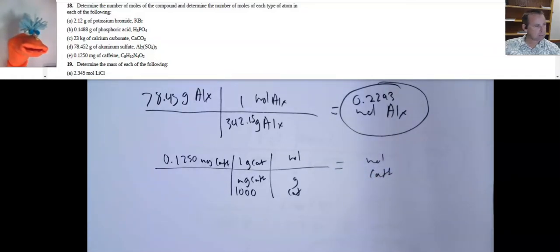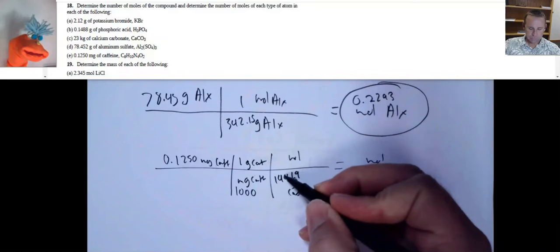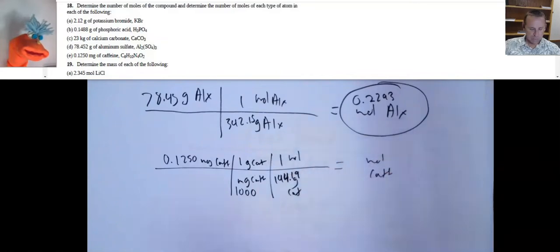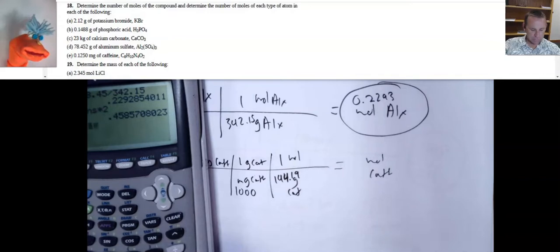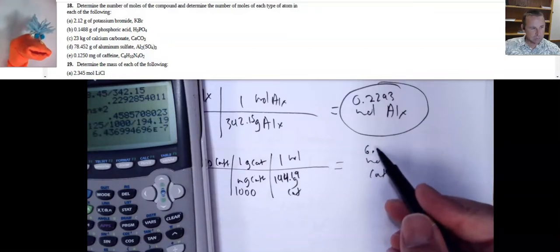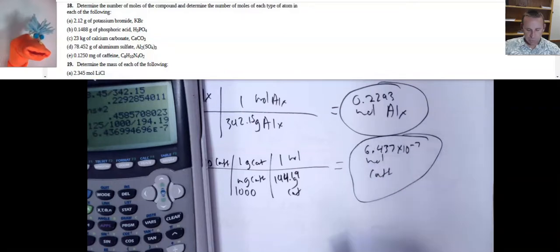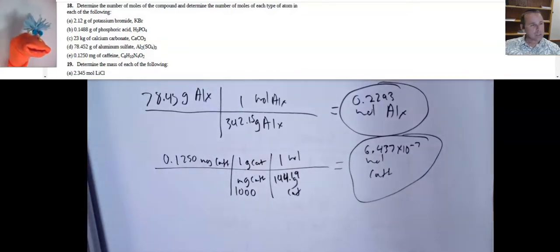What's the molar mass of caffeine? The molar mass of caffeine is 194.19 grams per mole. Okay, so 0.125 divided by 1,000 divided by 194.19. 4 significant figures, 6.437 times 10 to the minus 7 moles of caffeine. So I only had 5 significant figures there, but I think I should be okay. Okay, good job.